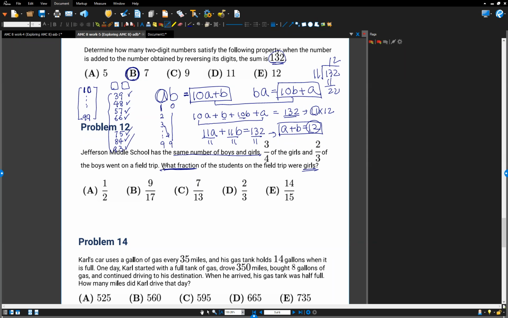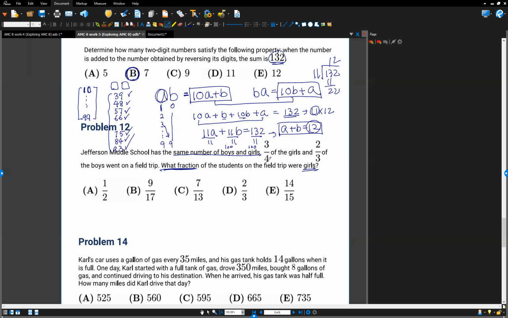In this case, when they're asking you for a fraction, maybe you can use some good numbers for the boys and girls. This is another skill. Maybe you can say 100 boys, 100 girls.